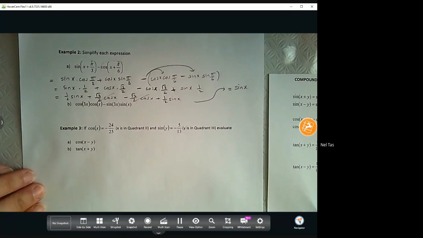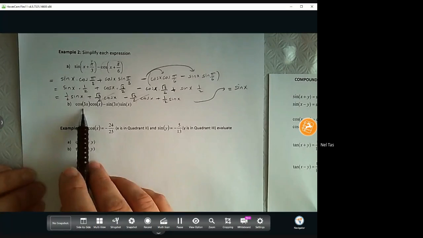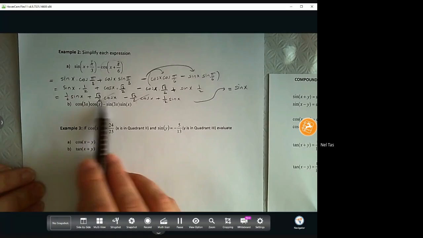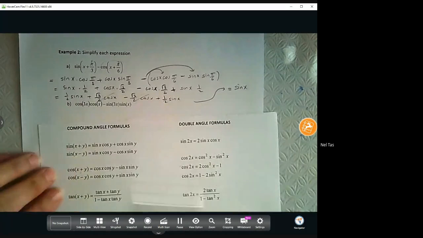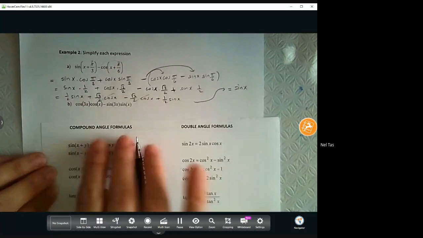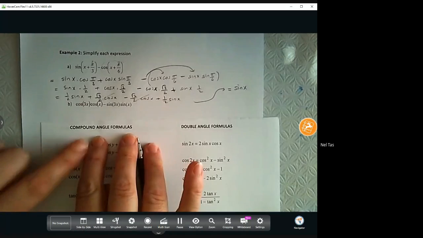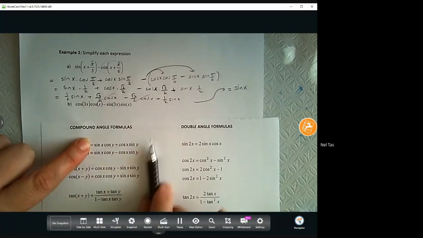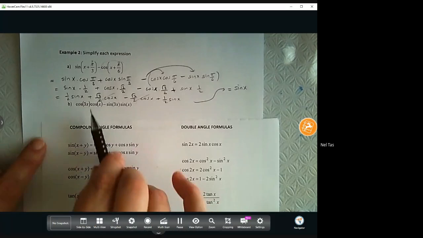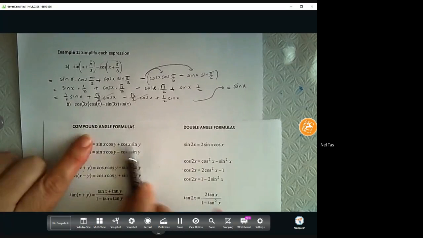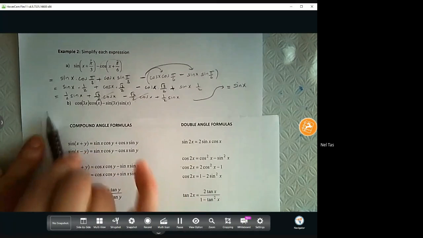Okay, great. Okay, let's look at B. So we want to simplify this. But if you notice this time, instead of having the left side and writing the right side of the formula, they are giving you the right side of the formula, and you have to come up with the left side.